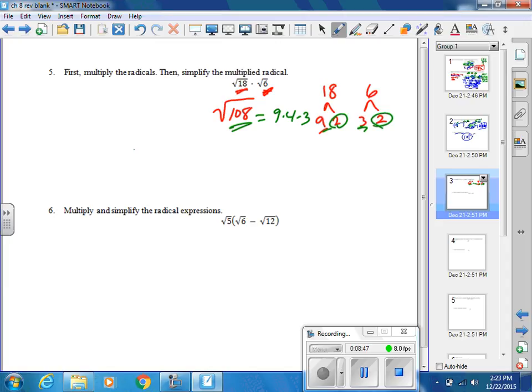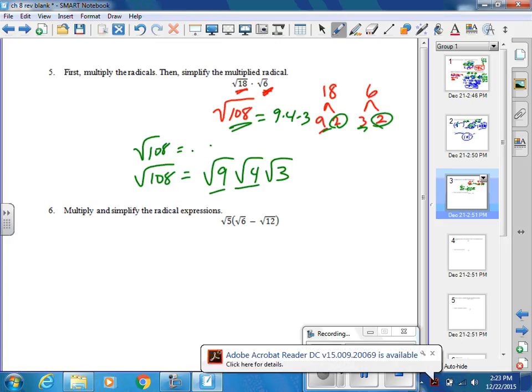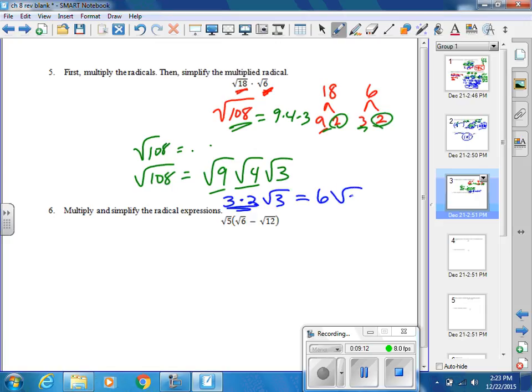Because if I sat here and tried to do the square root of 108, I'm not going to get anything. It's not a perfect square. Okay? That's not going to give me anything. So I need to do the square root of 9. So the square root of 108 becomes the square root of 9 times the square root of 4 times the square root of 3. Both of these are perfect squares that can be simplified. I get 3 times 2 times the square root of 3, which if I multiply those two together, I get 6 square root of 3. That's my answer.